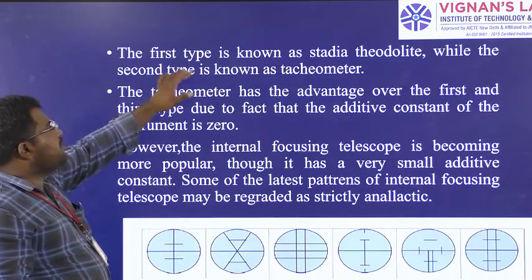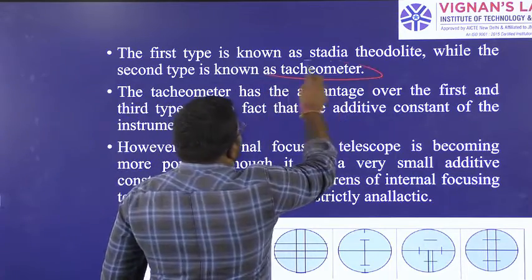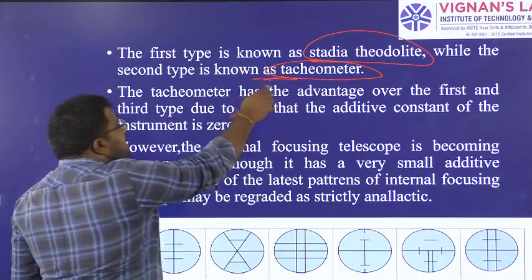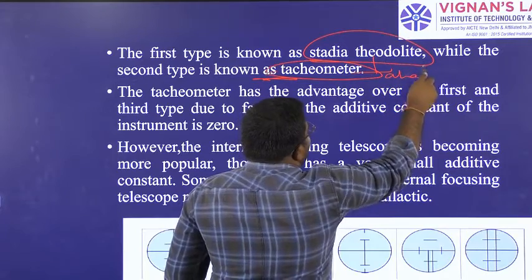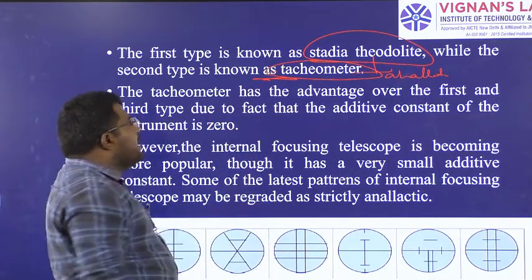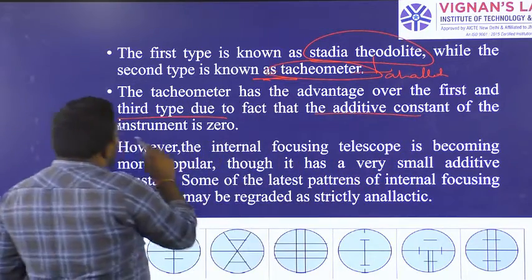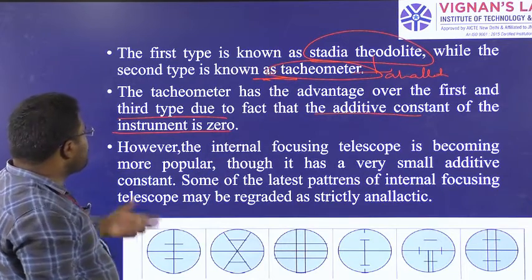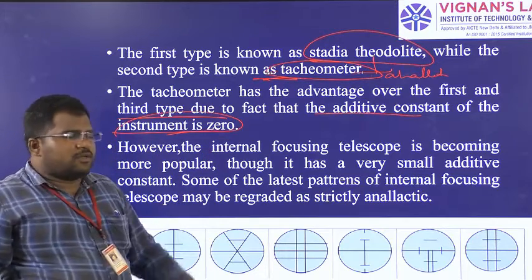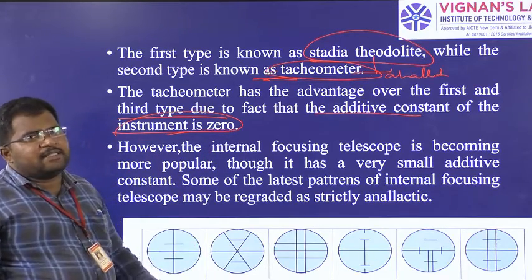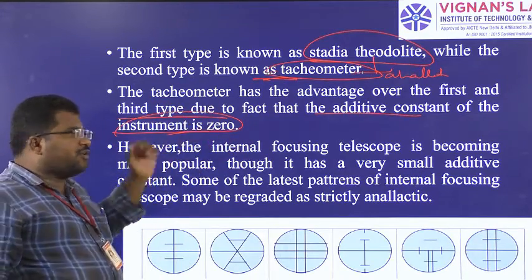Now the first type is known as the stereotheodolite, while the second type is known as the tachometer. So the first is the stereotheodolite and the second is the tachometer, which is a theodolite fitted with the analytical lens. Next, the tachometer has an advantage over the first and the third type due to the fact that the additive constant is going to become 0. We will discuss why it is used, what is meant by the analytical lens, what the additive constant is and what the multiplying constant is.